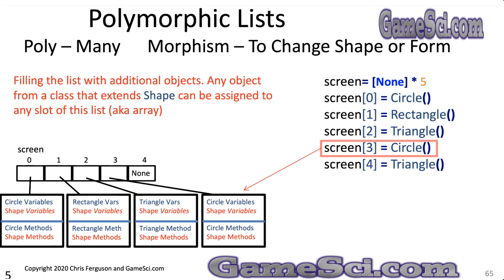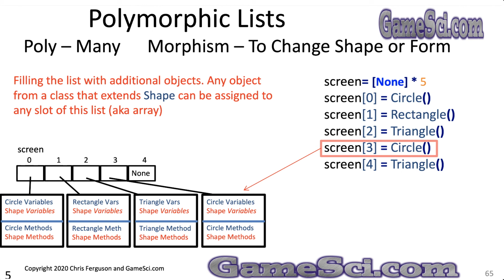I can fill the list with all triangles, I can fill it with all circles, or I can mix and match it any way I want. Filling the list with additional objects, any object from a class that extends shape can be assigned to any slot in the list. Remember, lists are also known as arrays. In Java or C++, this would probably be an array. In Python, it's a list. The list is a close equivalent to an array in another computer language.